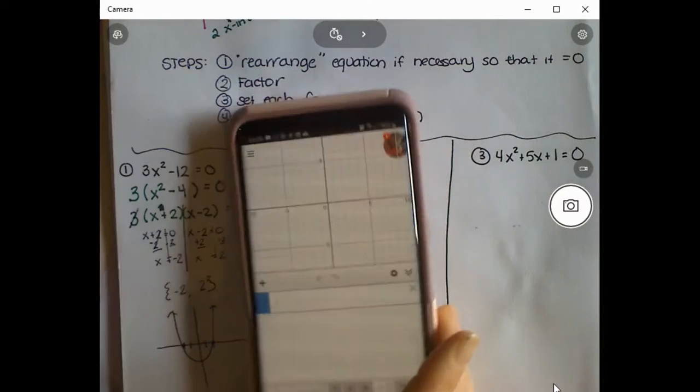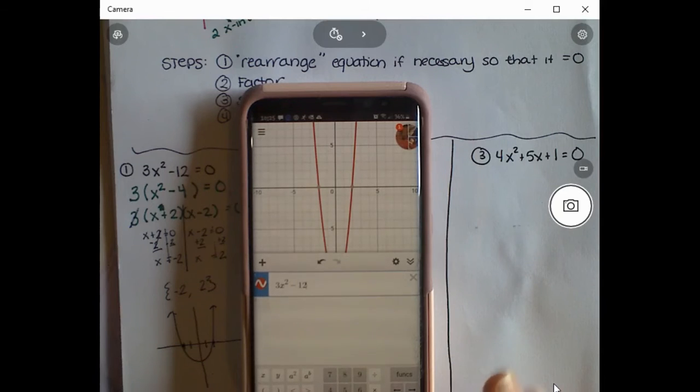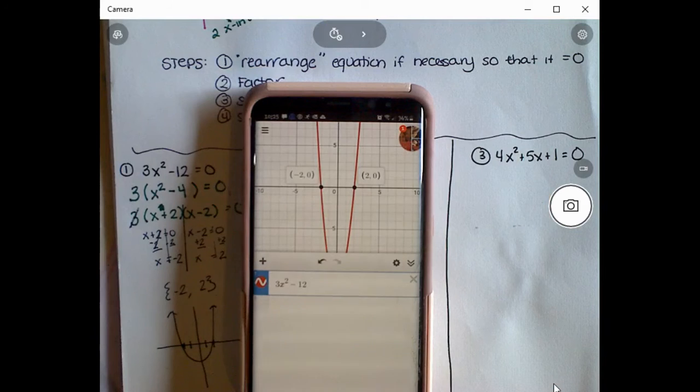Now, I will show you in Desmos, if you type in 3x squared minus 12, it will show you that the two x-intercepts are -2 and 2. All right, do you see how that all ties together? Let's do another.